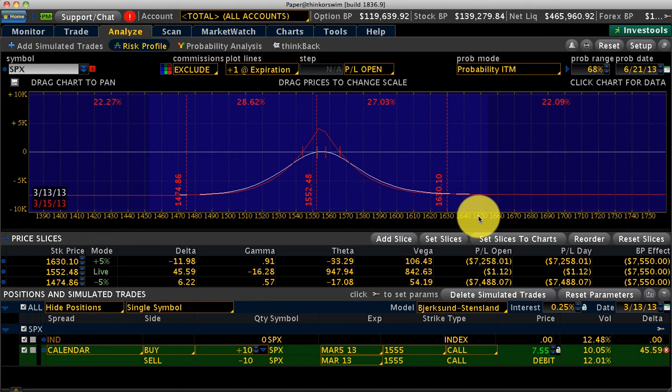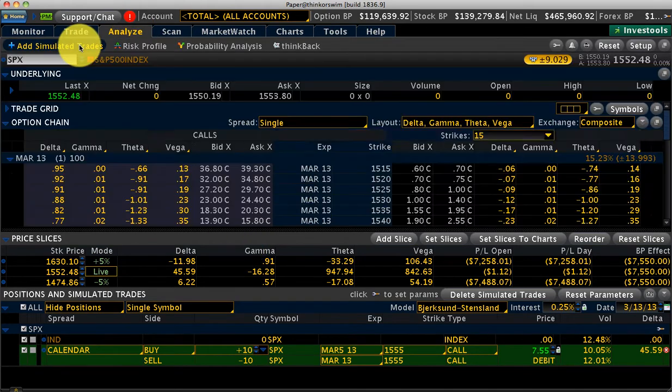Hey guys, this is a trade on a calendar. I want to show you how a calendar works. You may or may not want to put this trade on, but I want to show you how it works. What we're looking at is the SPX, the index itself, and right now it's at 1552. You can see the live line here. That's at 1552. And let's go look at the options.